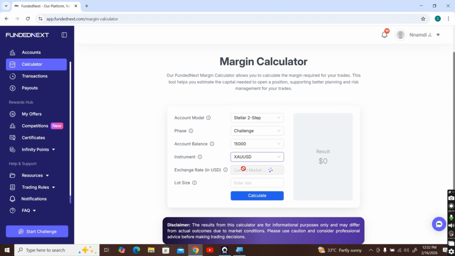So this is XAUSD, and then the exchange rate, the system will give it to you. Now the next thing we do is just input the loss size we are trying to use to execute your trade.